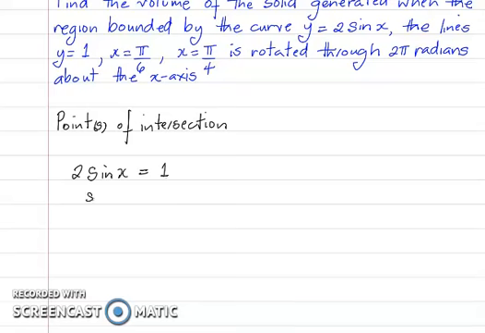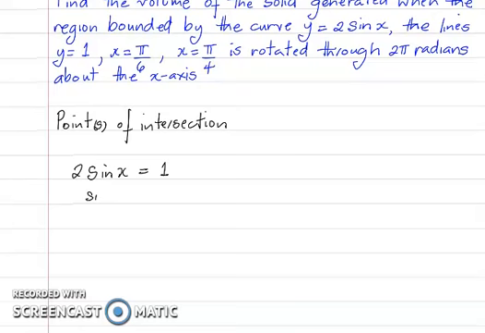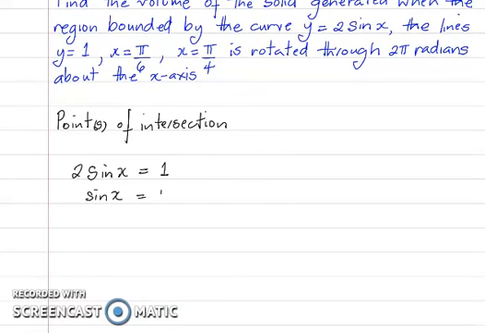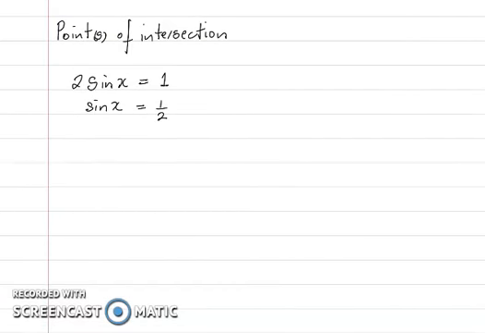So now we have 2 sine x equals 1. If I divide both sides by 2, I get sine x equals a half. Now, if I know the sine of an angle and want to find the angle, I use sine inverse. So x is equal to sine inverse of a half, which is equal to pi by 6, or 30 degrees.